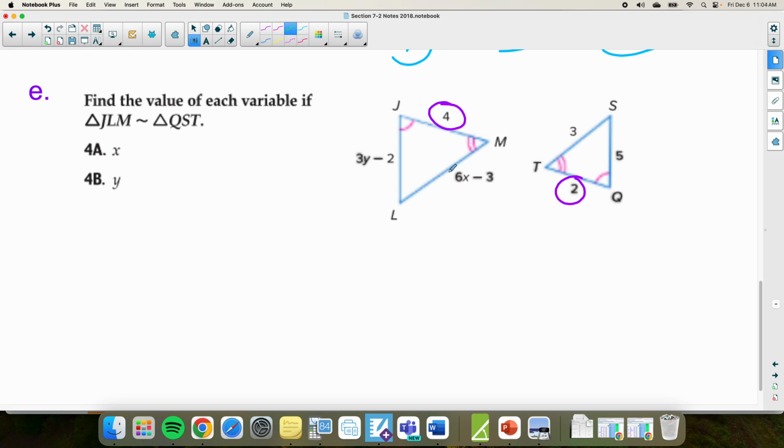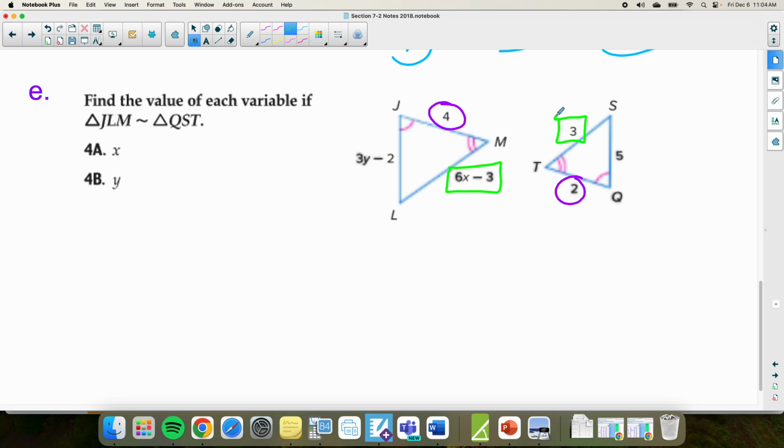Let's start with the x. Now, how you can tell which side that corresponds to over here, notice this 6x minus 3 is between an angle with 2 arcs and no arcs. So that means it's going to correspond with 3 because that side is between an angle with 2 arcs and no arcs. Do you guys get that? So you look at the side and look at the angles it's between, and that is what tells you what side it corresponds with.